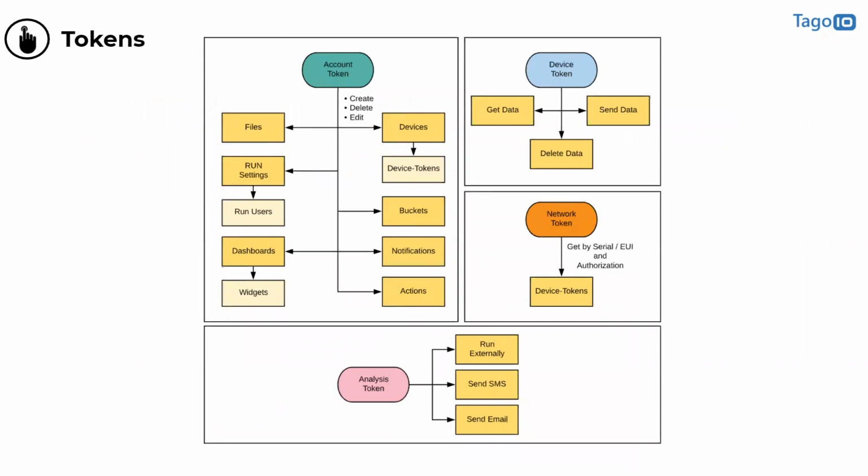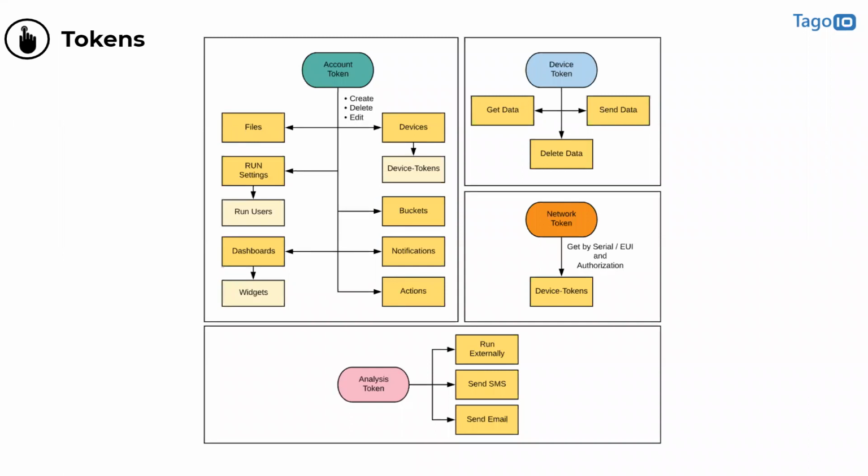Okay, so let's talk about the tokens. TagoIO has 4 different token types, and these tokens are used to authorize you to be able to manage some kind of resource inside Tago.